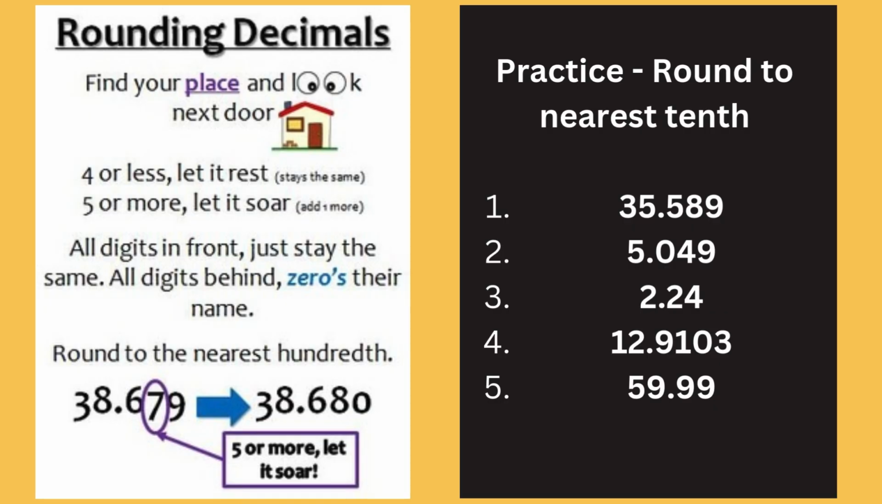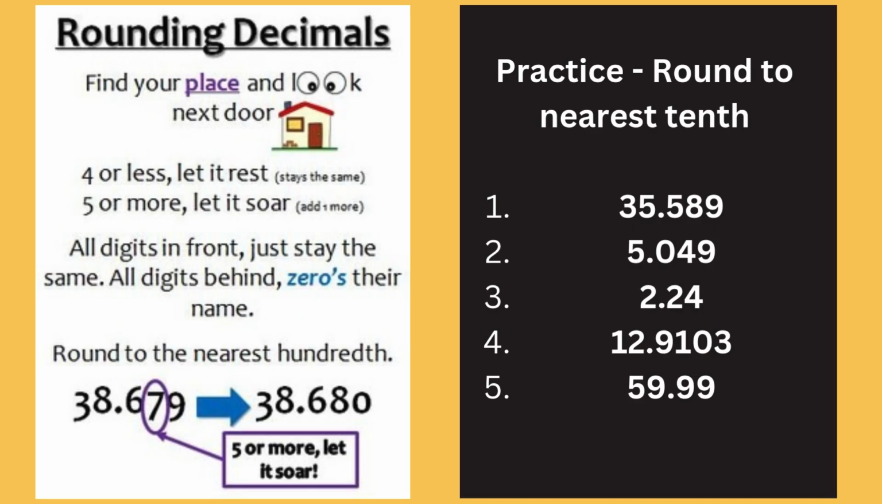Number 3, 2.24. The nearest tenth is 2, right here, that's the number I'm looking for. I look at the number next to it, which is the 4. So that is less than 5, so the nearest tenth would be 2.2. Let's look at number 4, 12.9103. So the tenths place is the 9. I look at the buddy next to it. It's less than 5, so the number would stay 12.9, rounded to the nearest tenth.